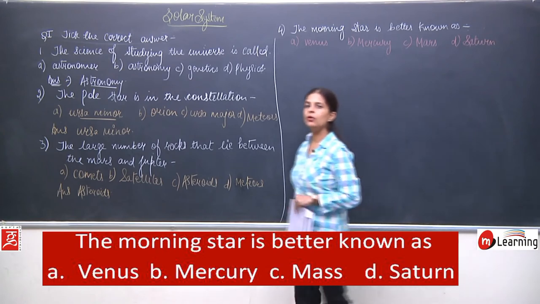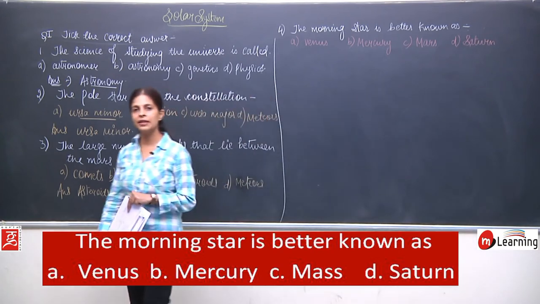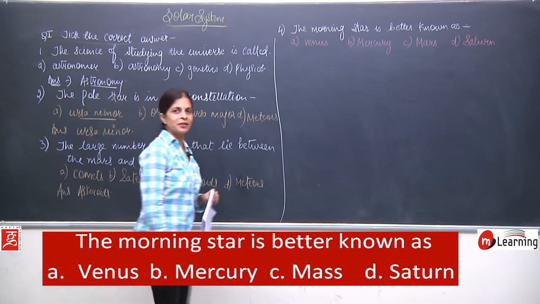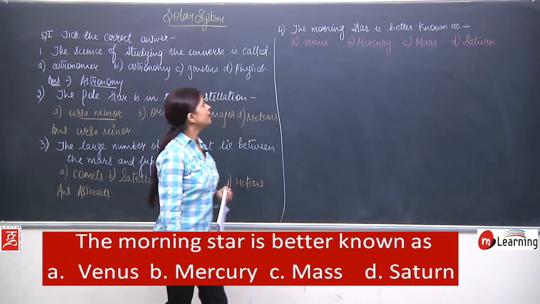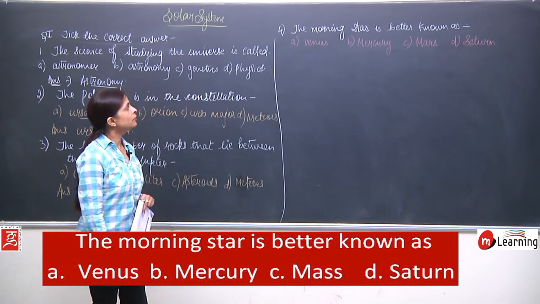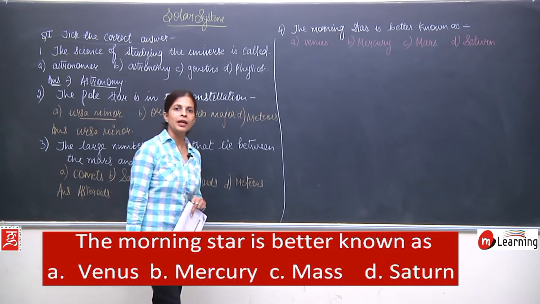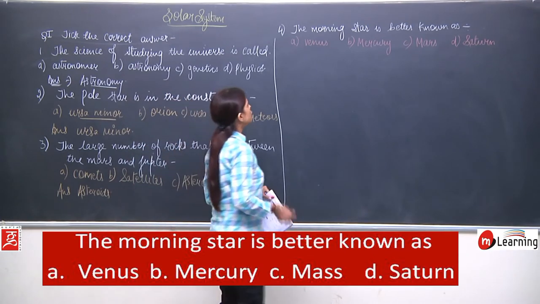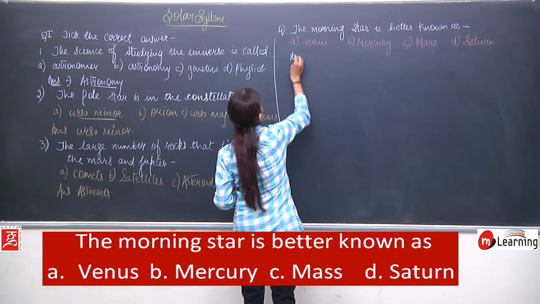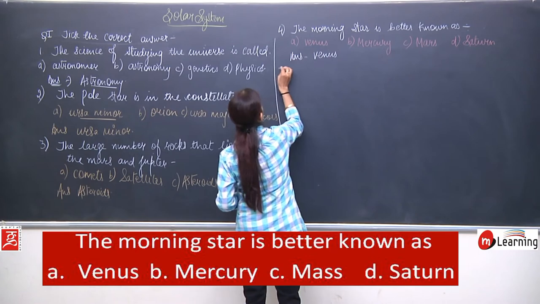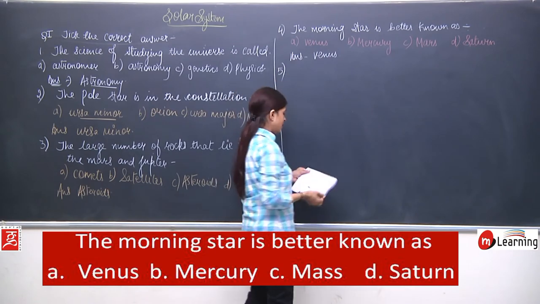We all know the morning and the evening star, rather, we are not supposed to say it's a star, but still it is known as a star because it shines there in the sky at the morning and evening time. So the morning star is better known as what? It is none other than Venus. So the correct answer over here is Venus. Now we'll talk about the fifth one.